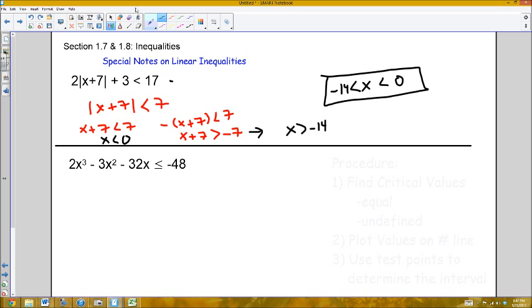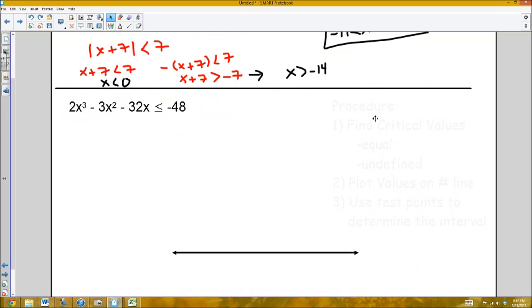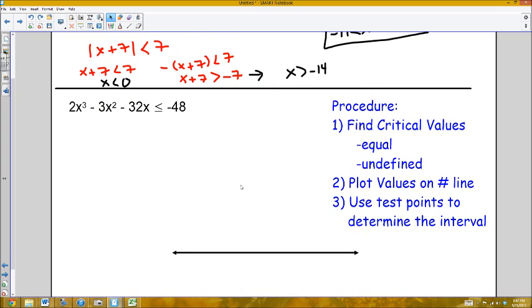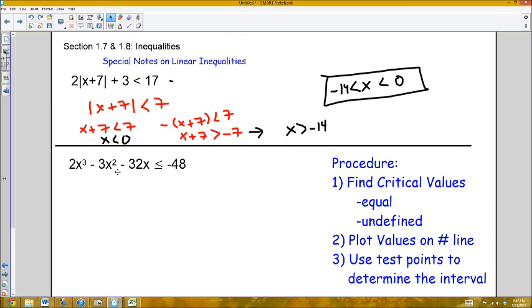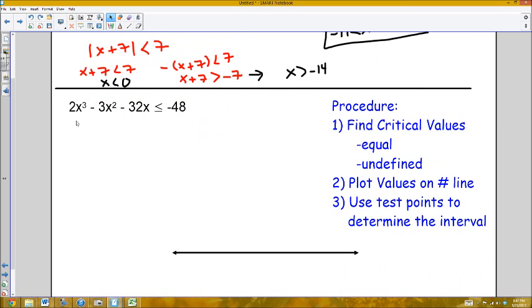Now, the process for higher power inequalities and fractional inequalities is slightly more complicated. So I'm going to write it out for you here. This is pretty much the procedure for inequalities of anything of a higher degree, so something not involving absolute values or linear values, but quadratic equations, higher power equations, stuff like that. So I first need to find what are called the critical values, which occur when the inequality is actually equal, or when the function value is undefined.